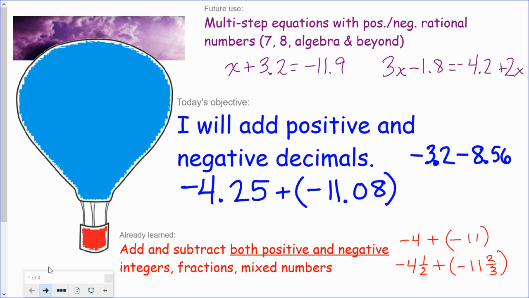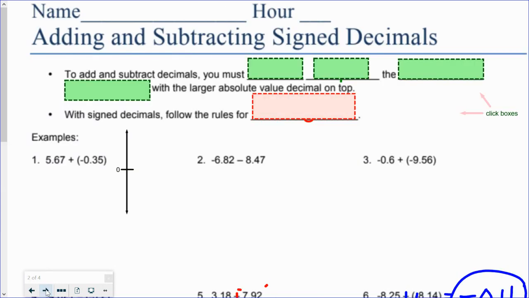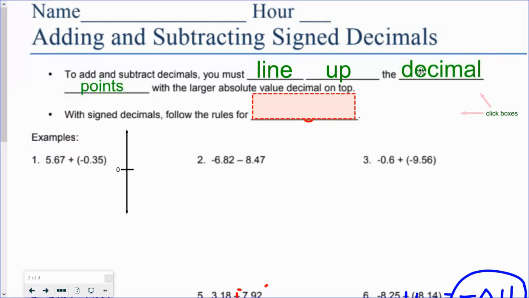I'm going to do the first 3 problems and then have you work on the rest of them so that you can check your work and see how well you're doing. To add and subtract decimals, we must line up decimal points. When we line up our decimal points, we're going to put the larger absolute value decimal on top. So which decimal is going to be farther away from 0? With signed decimals, we follow the rules for integers: same signs, add and keep; different signs, subtract, but keep the sign of your higher value.